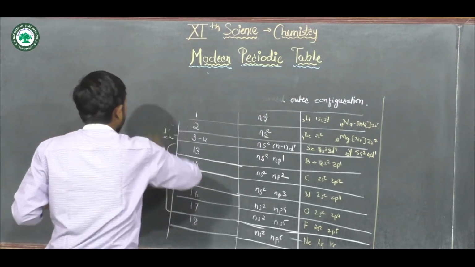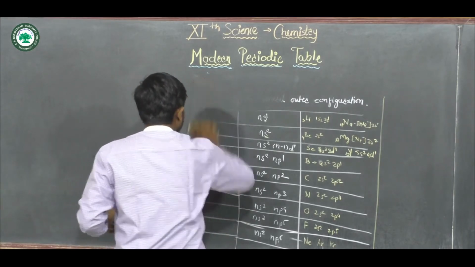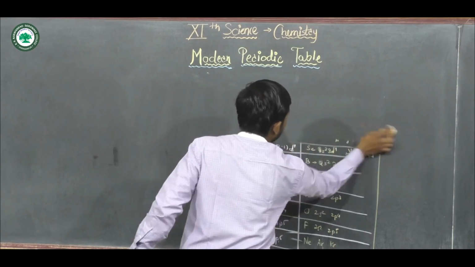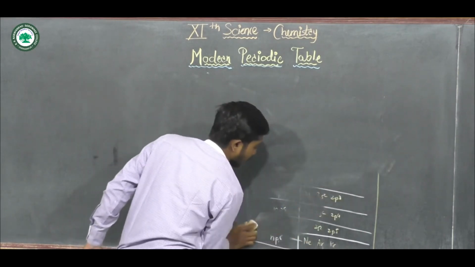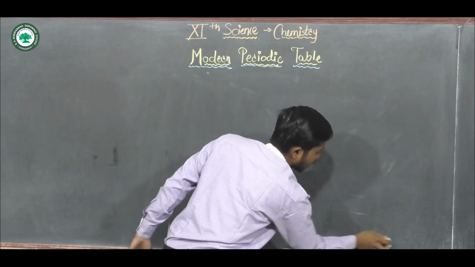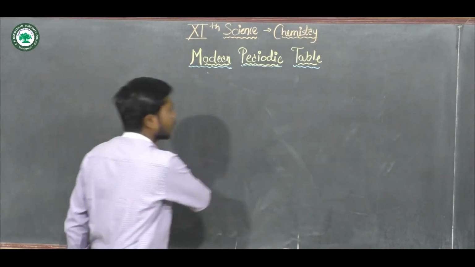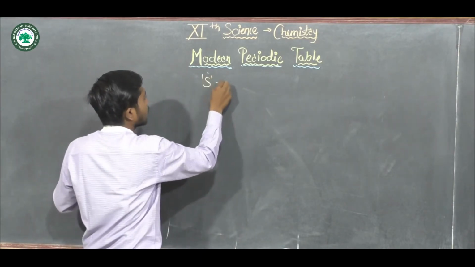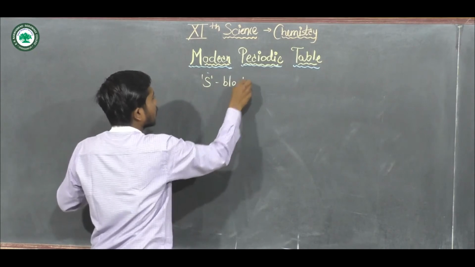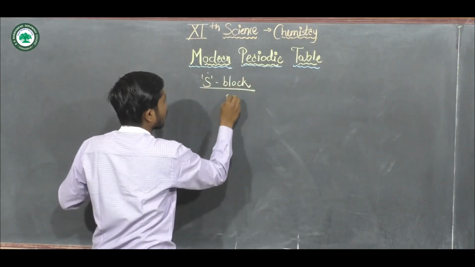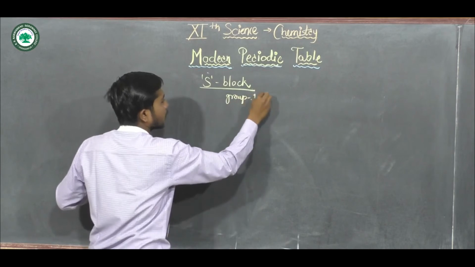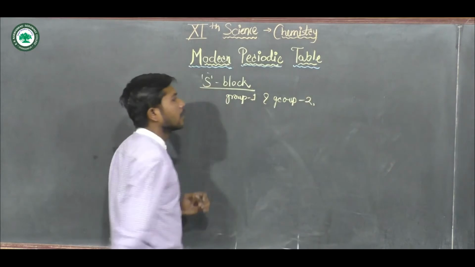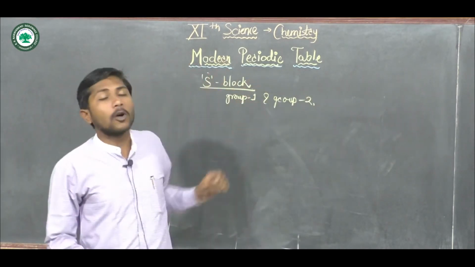Now in case of blocks, let us see one by one what are the characteristics of s block elements. What is this s block? Its position: if we see the modern periodic table, the first two groups consist the s block. It's known as s block. Why? Because group number first and group second, these two consist the s block elements.